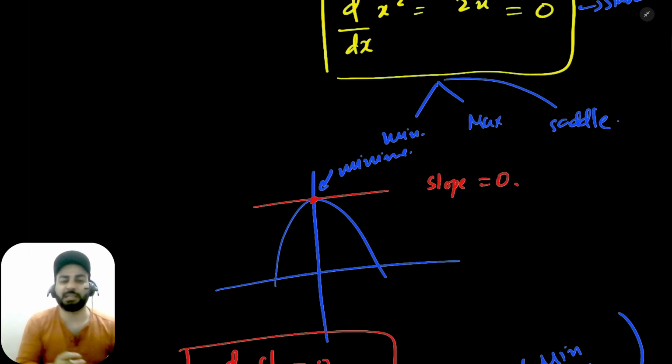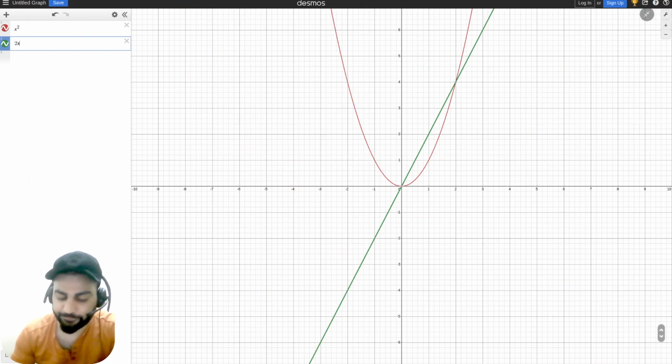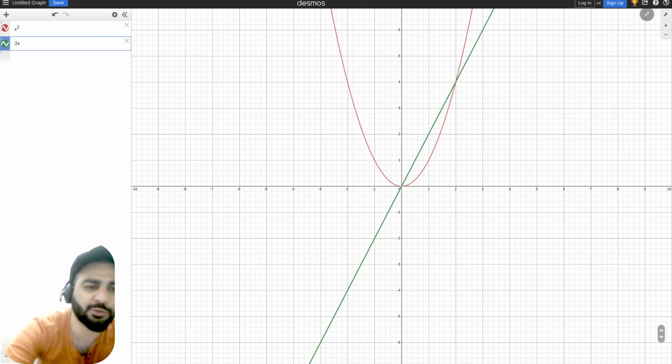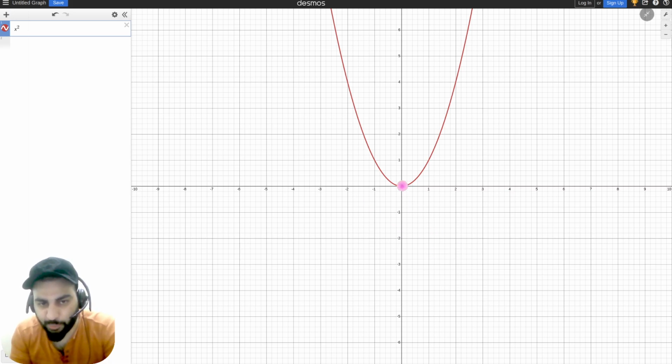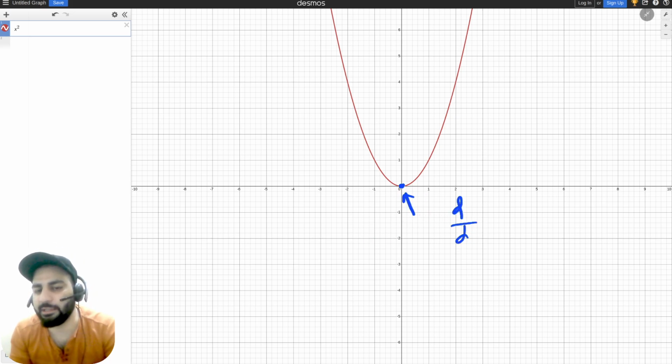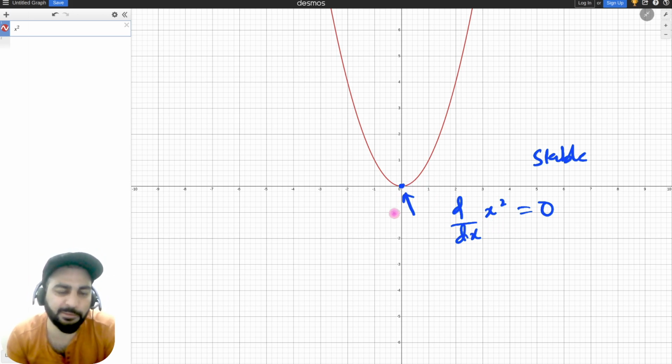Okay, coming back to the Desmos, I'll show you there, so you will get a feel of this. I'll again drop some graphs. This is my x square, which I showed you earlier. So here, if you see this point, you know that for this point, d by dx of x square is equal to 0. So this is a stable point. Now we have to confirm whether it is a minima or maxima. So by eyeballing, you can see here. What is this? Is it a minima or maxima?